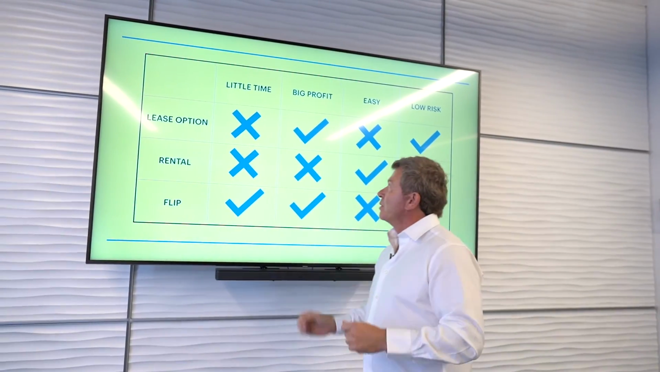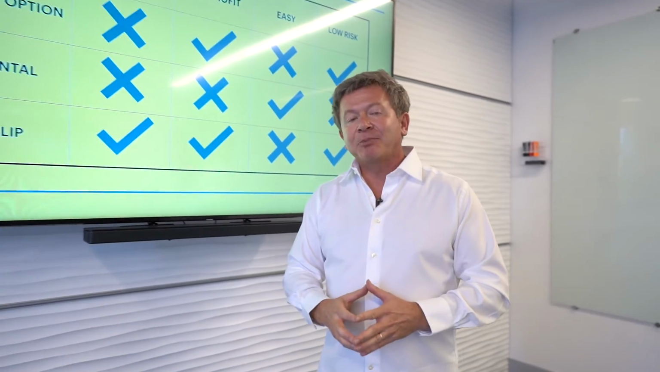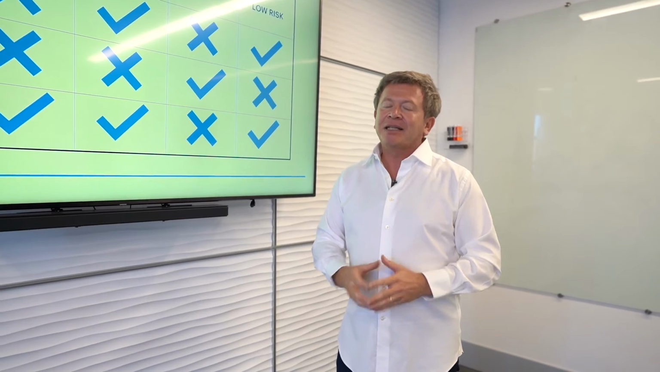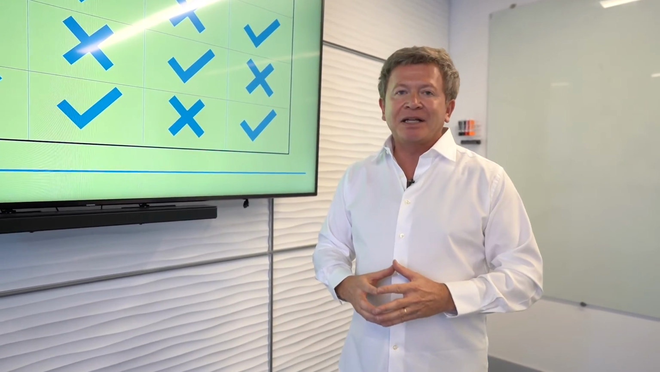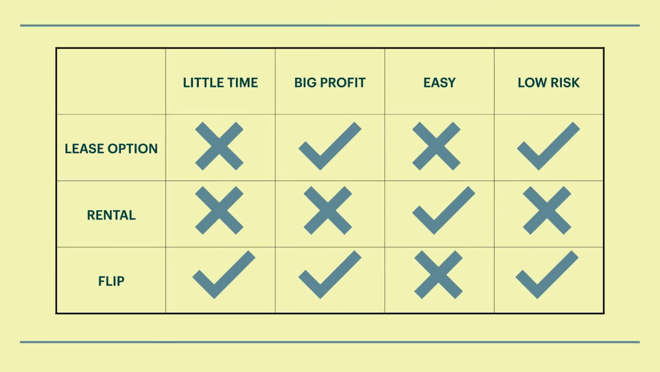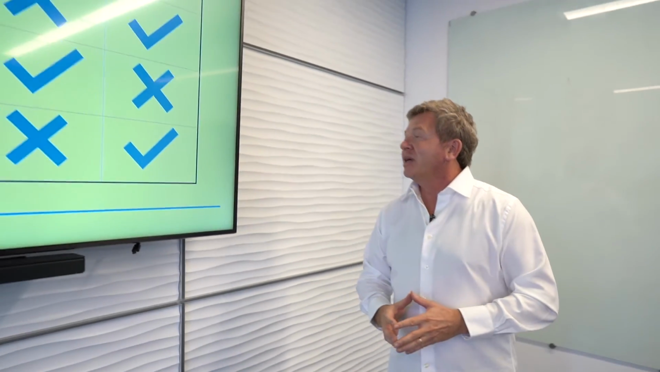All right, flips. Little time, yeah, you're going to realize profits very, very quickly, sometimes as quickly as 1 or 2 months from the time that you make that purchase. Does it have a big back-end profit? Yeah, it's got the biggest back-end profit because you're realizing all the profit right up front if you set it up correctly. Is it easy to do? No, it's not easy to do. You got to have a lot of moving pieces. You got to have the right realtors, the right contractors, the right money sources, the right inspectors. It's a difficult strategy to execute.